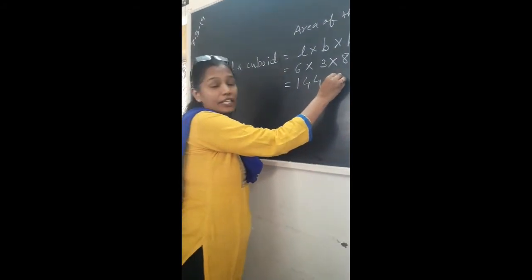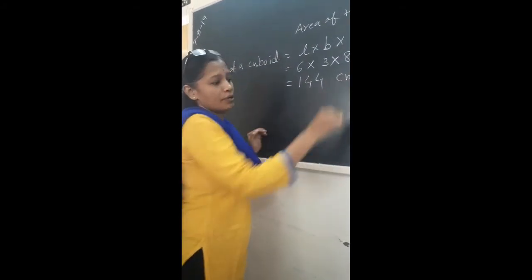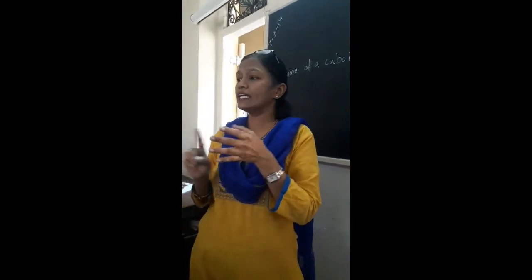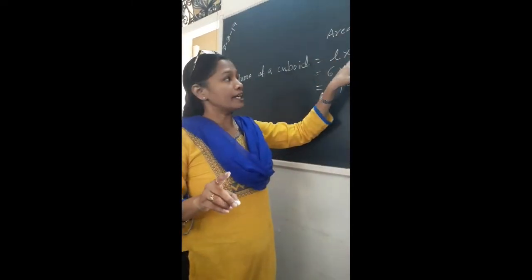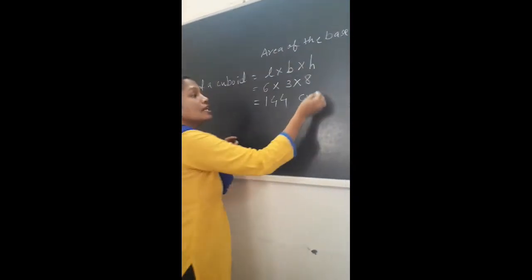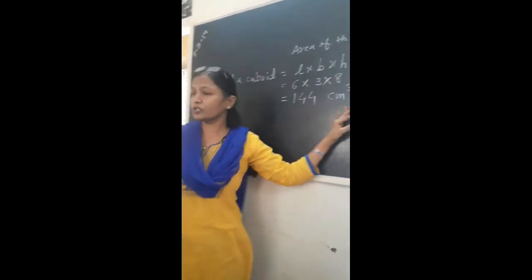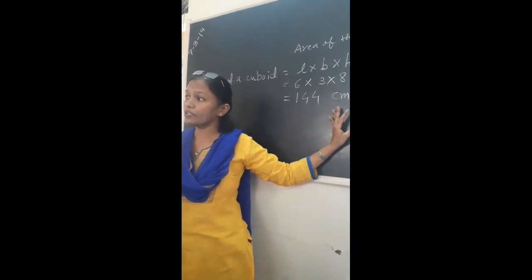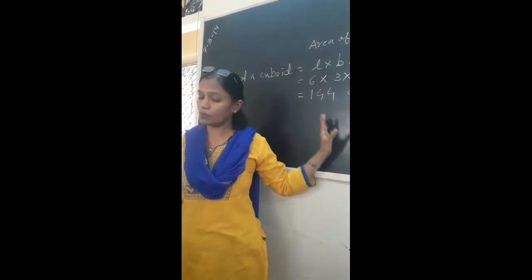Unit, can you tell me the unit? All this you have measured in centimeter: length is in centimeter, breadth is in centimeter, height also in centimeter. That's why 3 times centimeter, that means centimeter cubic. Cubic centimeter is the unit of the volume of the cuboid.